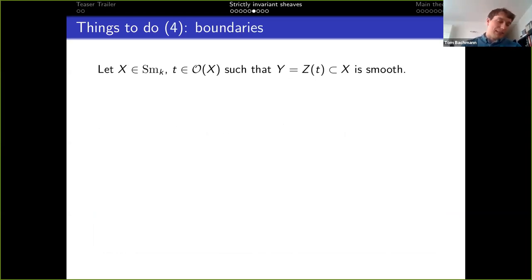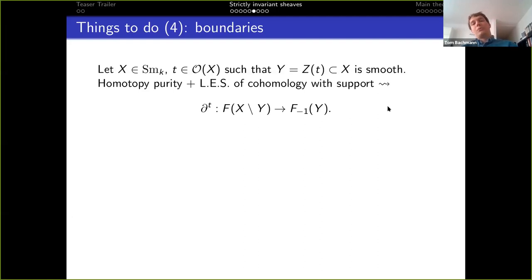Okay, so then finally, the fourth operation, which I want to tell you about, the so-called boundary. And this works as follows, as well, with every one of the operations I'm talking about: you choose some smooth variety X, and I will choose some global section, and then I can look at the vanishing locus of that global section, and I call it Y. And this may or may not be a smooth variety, but let's suppose that it is. All right, and then what I'm going to do is look at this, which is more sketchy even than the other ones, but because we need it less. But the point is, you look at the long exact sequence for cohomology with support in Z, and this has a boundary map.